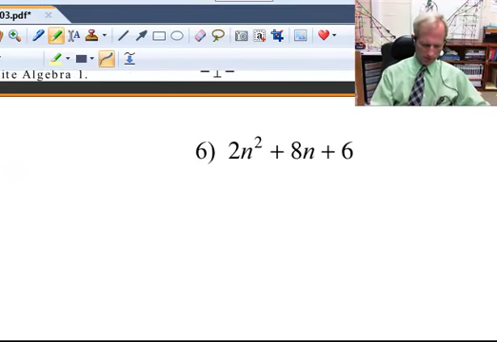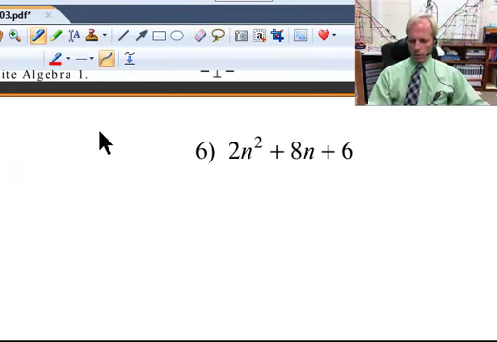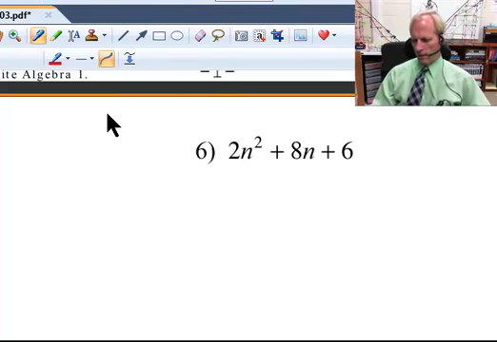Alright, number 6. The next word in tonight's phrase is save.